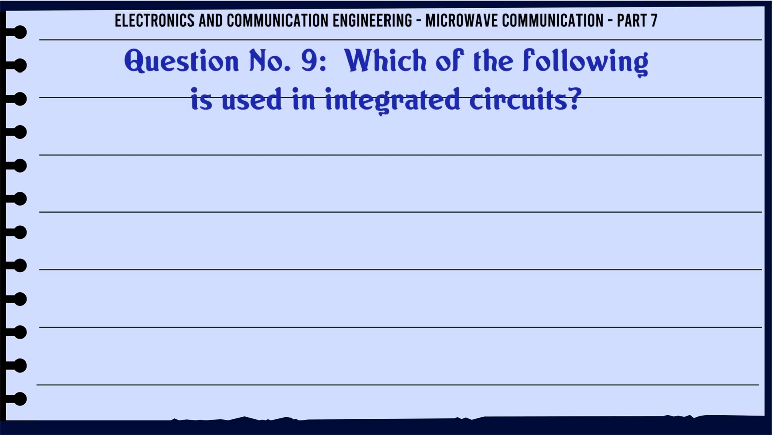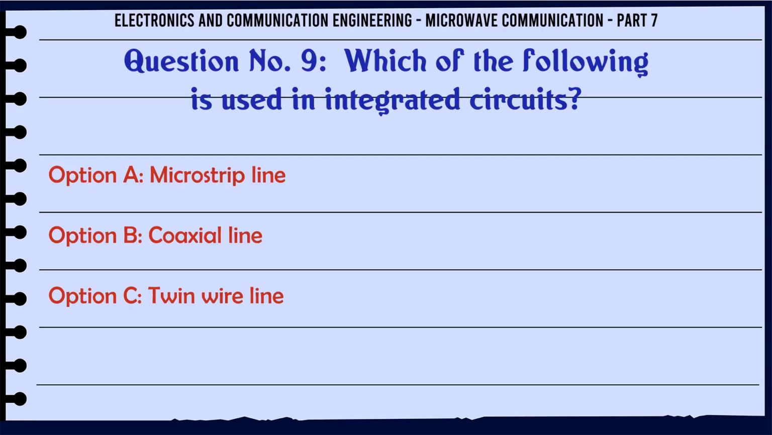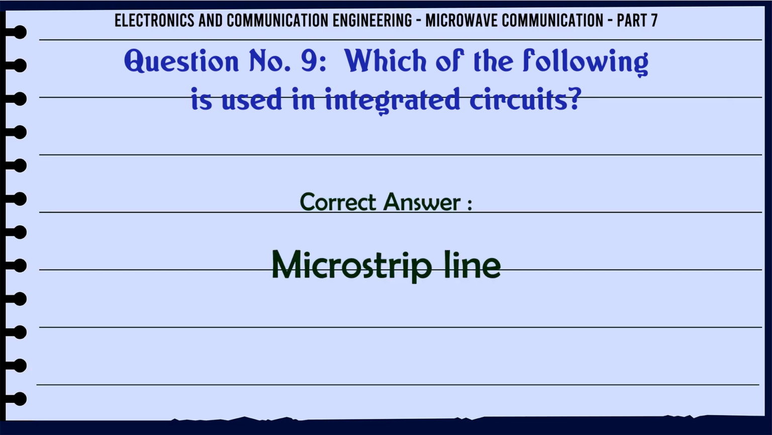Which of the following is used in integrated circuits? A. Microstrip line, B. Coaxial line, C. Twin wire line, D. Shield cable. The correct answer is microstrip line.